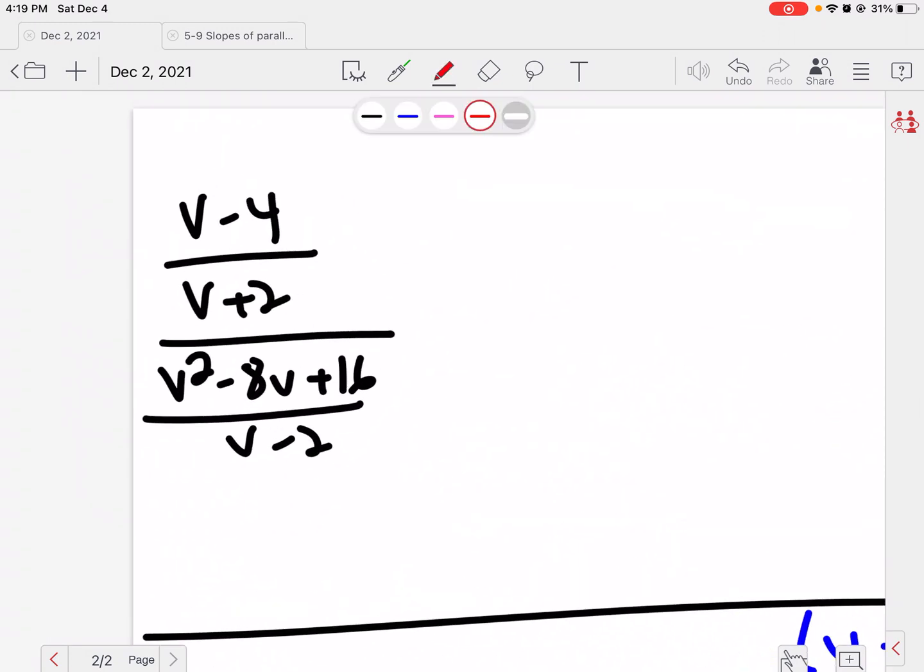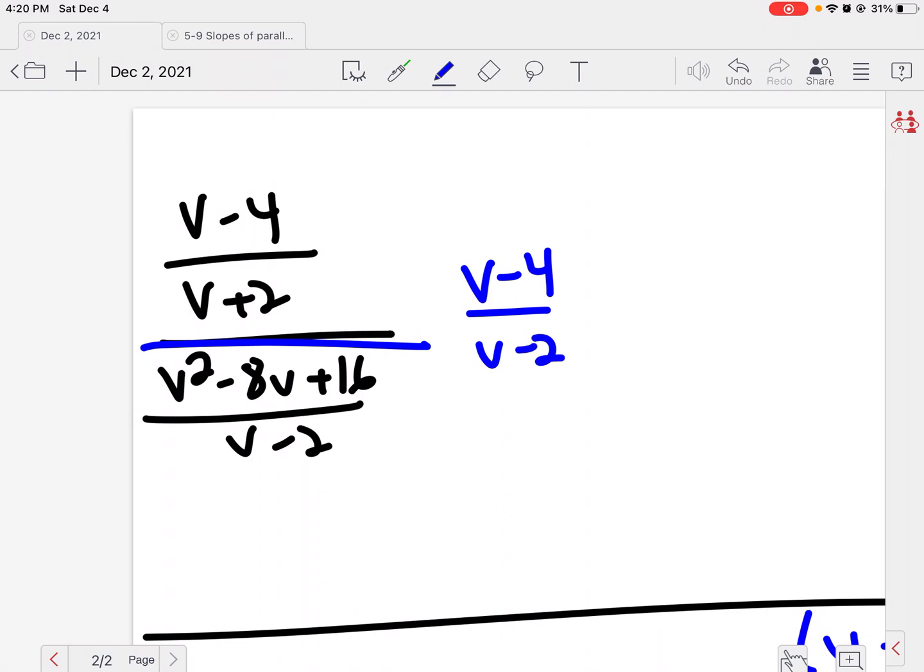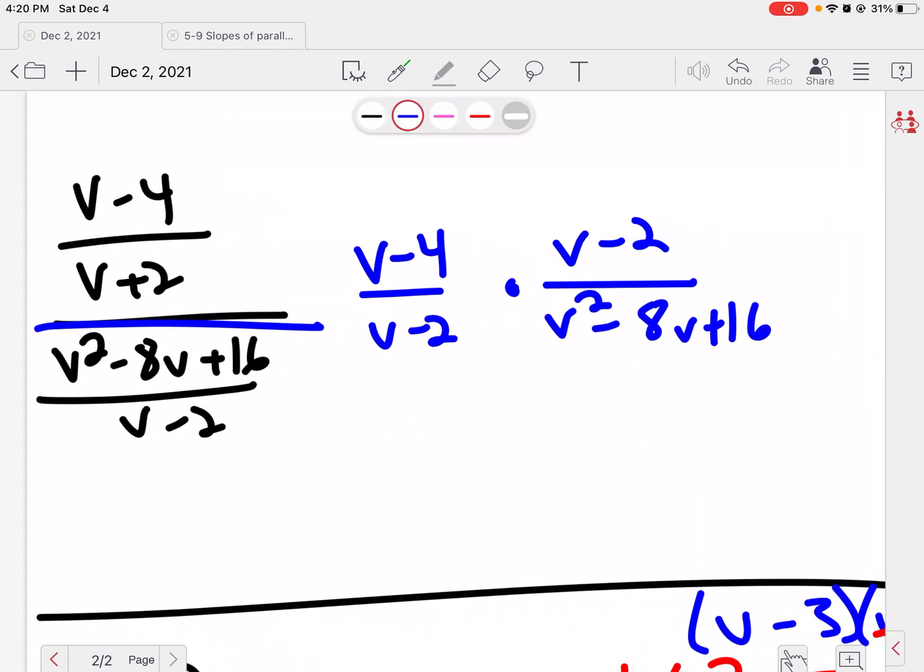Same thing with this one, but this is a complex fraction. We have a fraction over a fraction. We know when we do that, we're going to do copy dot flip-flop. So we're going to copy the first fraction, multiply by the flip-flop of the bottom fraction. And then I'm going to factor anything that I can. So v minus 4 is not factorable, v minus 2 is not factorable, v minus 2 is also not factorable, but I can factor this one down here, which is v and v. I know 16 is 4 and 4. I want both of them to be negative to get a negative 8 and a positive 16.